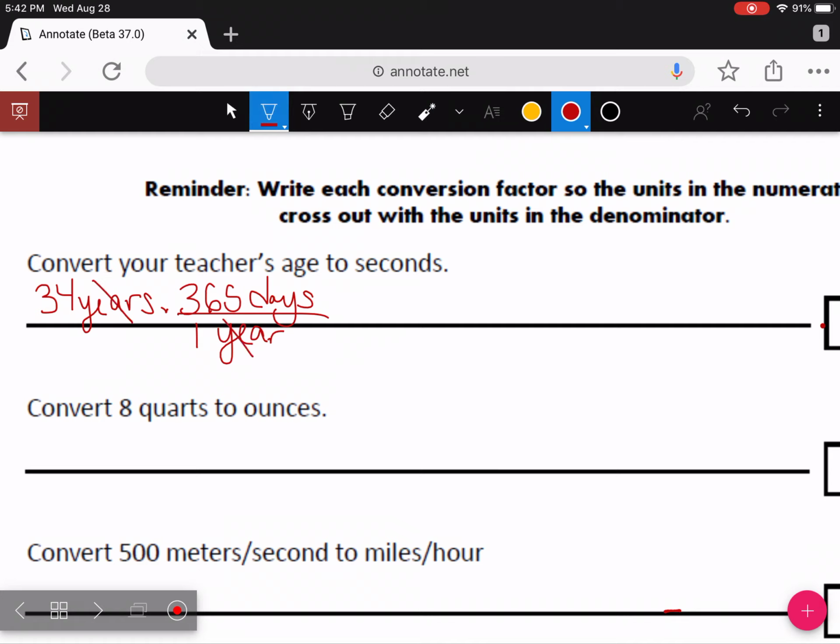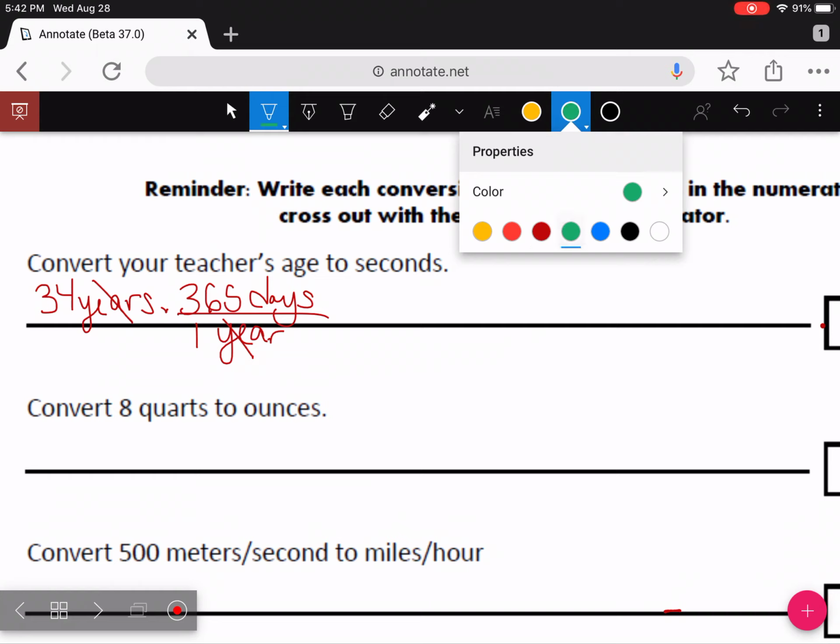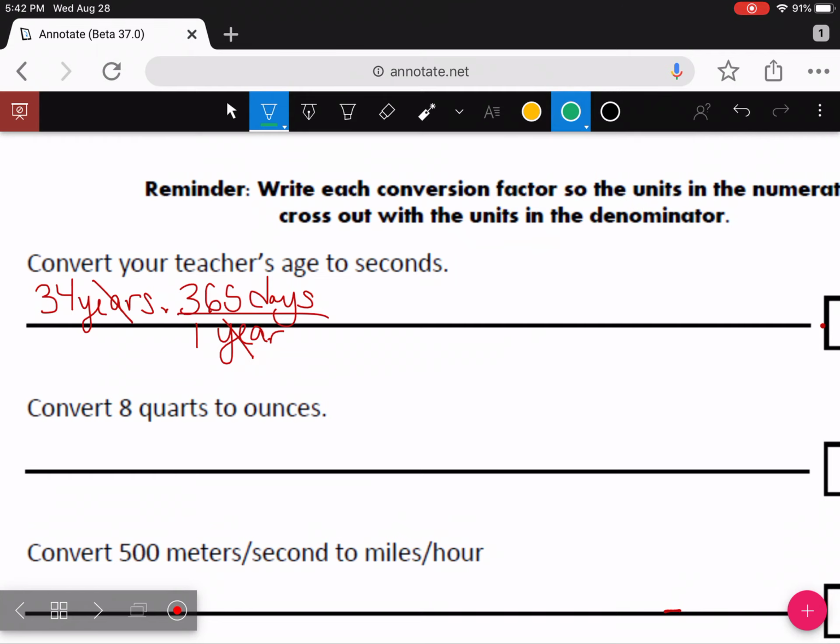So I'm going to cancel out years because years divided by years equals nothing. And now I have 34 times 365. So then to get from days to hours, let's do 24 hours in 1 day. So then days cancel out, and we have years canceled out and days canceled out, so now we're to hours. Okay, so let's multiply this by minutes. There are 60 minutes in 1 hour. So hours cancel out, and we're at minutes.